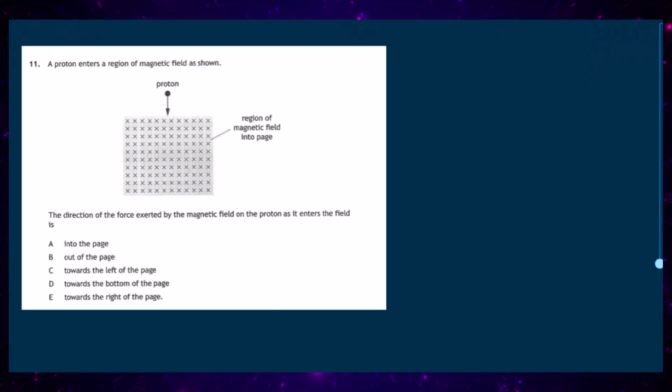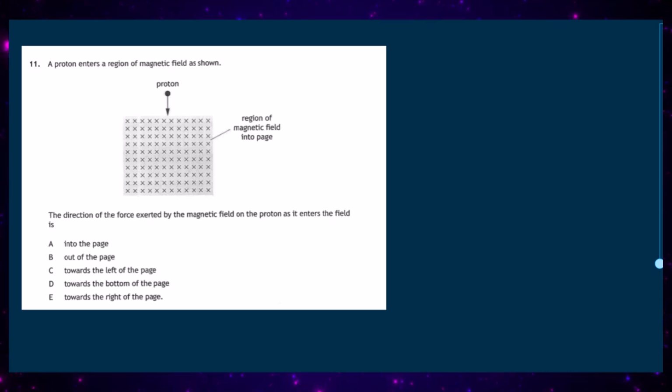Question 11 from the 2025 Higher Physics Examination Paper 1. A proton, which is a positive charge, enters a region of magnetic field as shown. The direction of the force exerted by the magnetic field on the proton as it enters the field is given from the following responses. Now we can use our left-hand rule for that because we know that the proton's a positive charge, and we use the phrase of Elvis Presley as Elvis left the building.